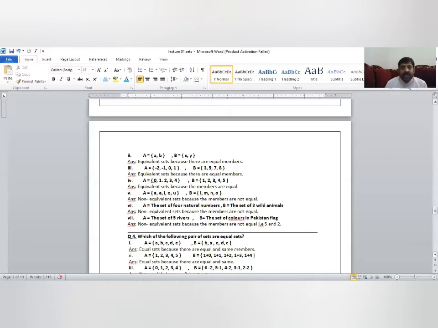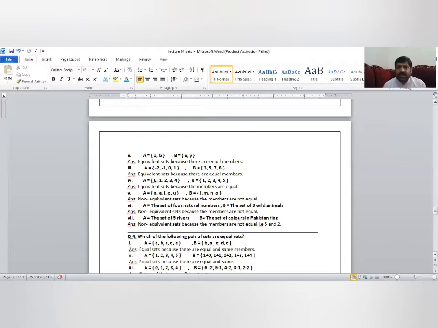Dear students, in part number 6, A is equal to the set of 4 natural numbers and B is equal to the set of 3 wild animals. Quantity is mentioned: first set, quantity 4; second, 3. It is very clear that the mentioned sets are non-equivalent sets.